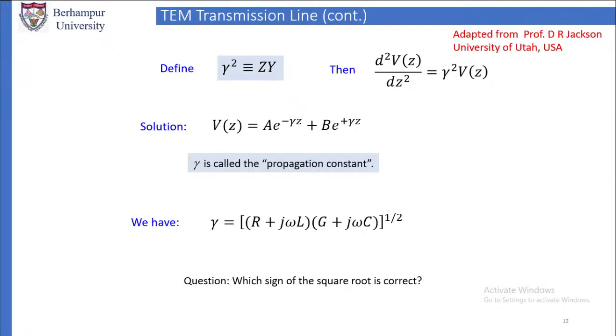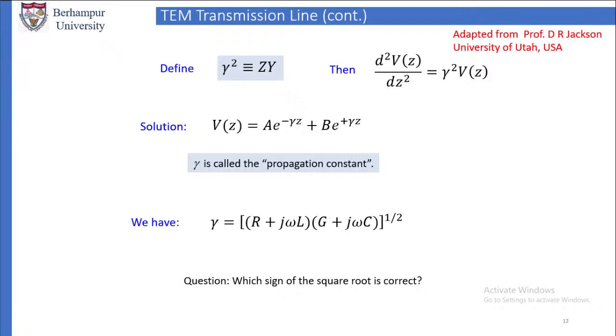So Vz will be the signal voltage which is propagating in the positive z direction, will have the form A exponential minus gamma z, and the voltage which is propagating in the negative z direction will be B into exponential plus gamma z. Total voltage will be the voltage propagating in the positive direction plus the voltage propagating in the negative direction. So Vz is equal to this.